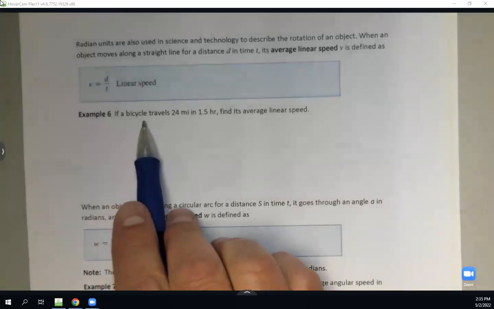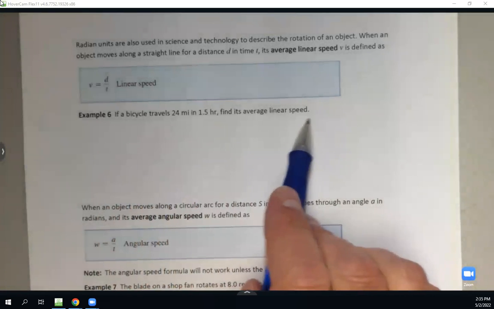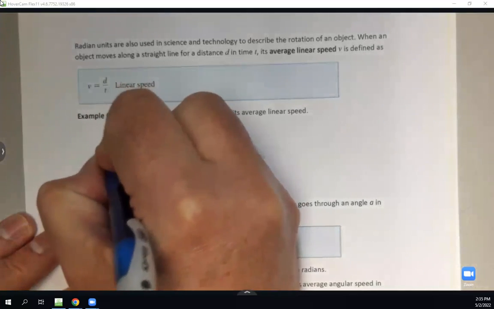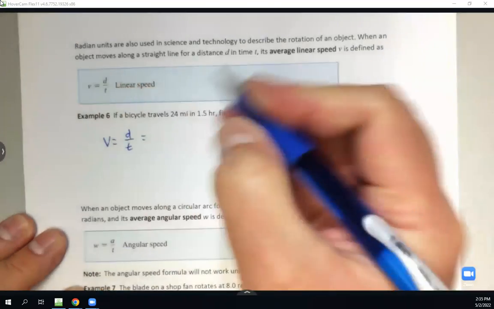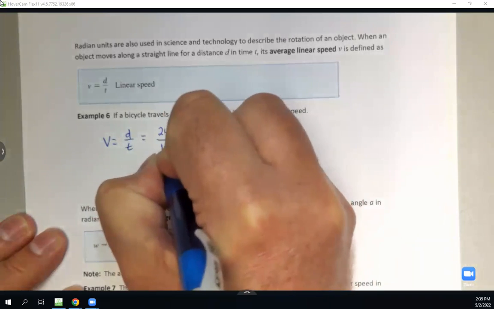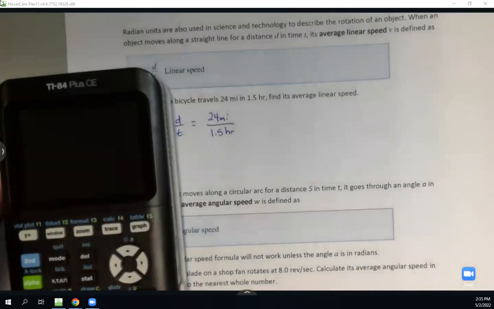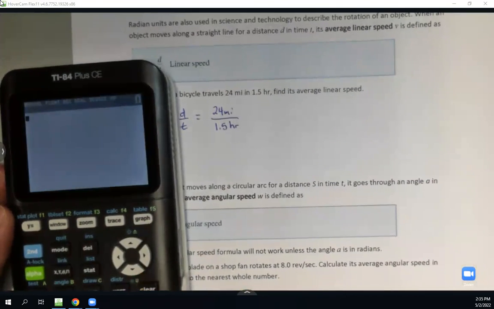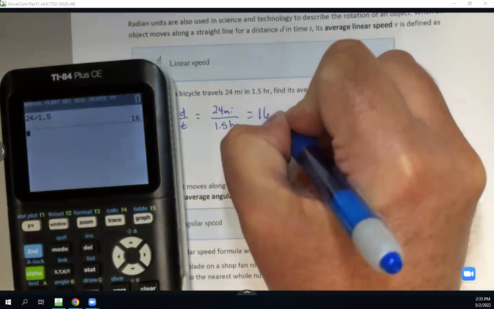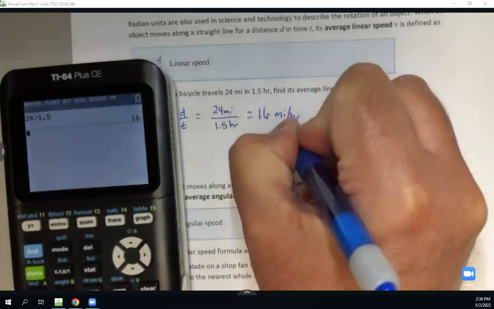So if a bicycle travels 24 miles in 1.5 hours, find its average linear speed. Well, its average linear speed is going to equal the distance divided by the time. If we go 24 miles in 1.5 hours, then to find the linear speed, all I've got to do is divide. So 24 divided by 1.5 is 16 miles per hour, or sometimes we say MPH for miles per hour.